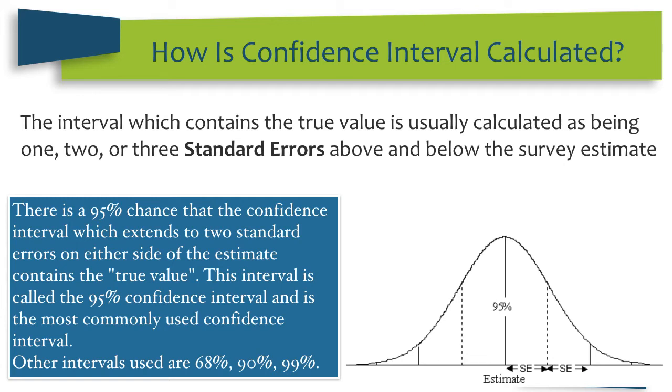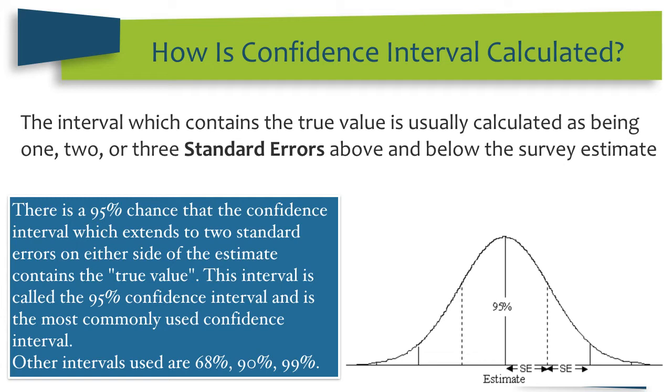Why am I 95% sure? Because I've added the standard error twice on each side. If I add the standard error thrice on each side, I would say 99% sure. But if I add the standard error only once, I would say I am 68% sure. Why 68, 95, and 99? Because of the normal distribution.